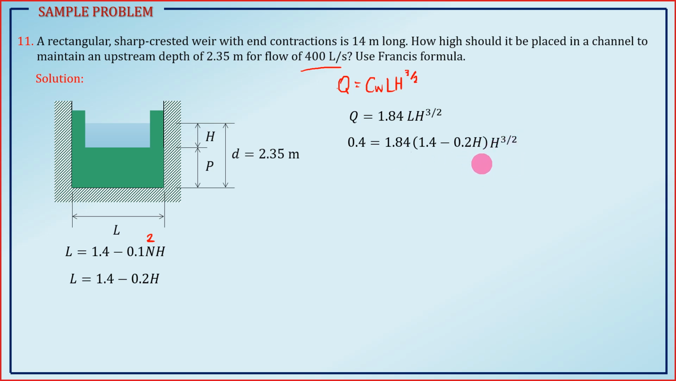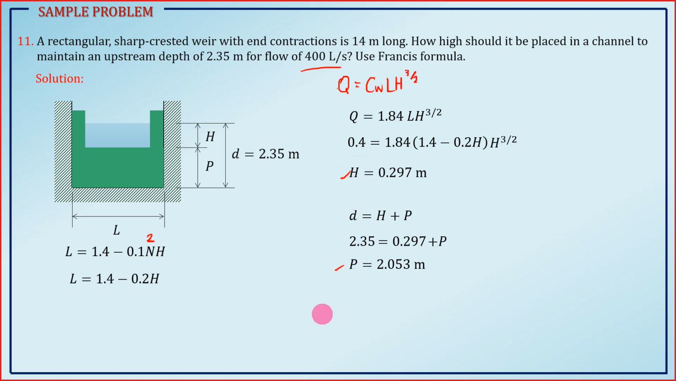In this equation, the only unknown is H, so we can directly solve for the head of water on our weir. That value is 0.297 meters. Then we can solve for P using the given upstream depth of 2.35. D is equal to H plus P, or 2.35 is equal to 0.297 plus P. Solving for P, that is 2.053 meters.